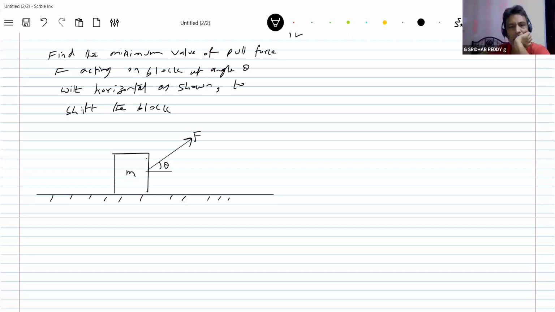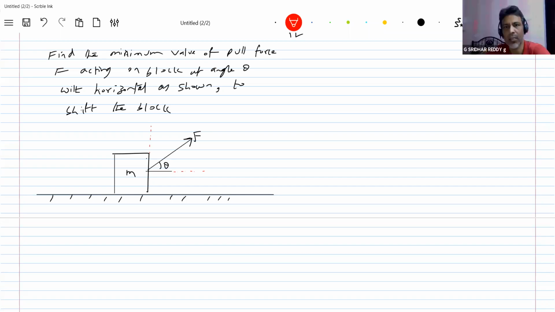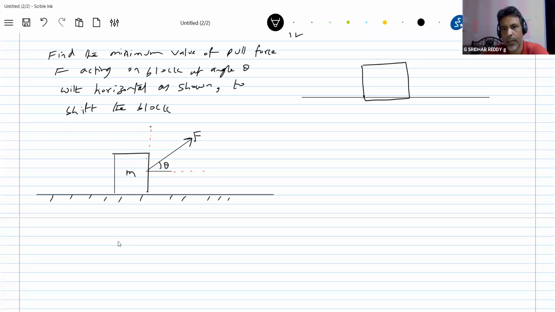So we'll do one thing. We'll resolve this force F into two parts. So one force will be... I'll draw one separate diagram. So this is the normal reaction.